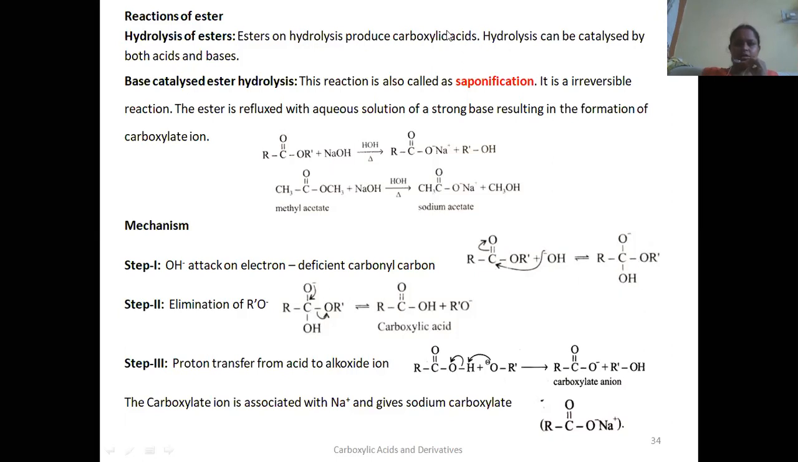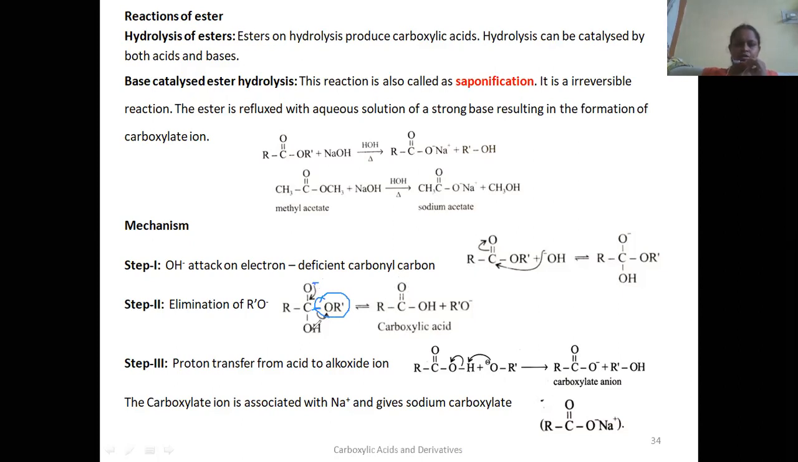How is it eliminated? See here. When this negative charge is shifted in between this carbon and oxygen, forming a pi bond here, then to satisfy the valence, one group has to be eliminated. So this alkoxide group moves away with its bonded pair of electrons. To satisfy this valency, this group has to eliminate with these electrons, and these electrons are shifted here, forming a double bond. See here, C double bond O.